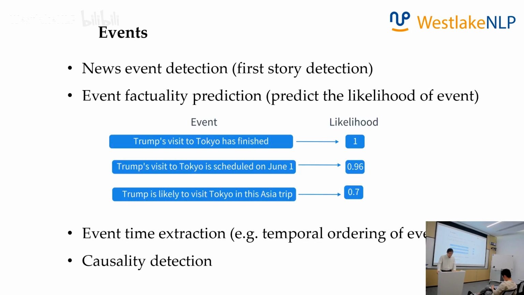Next, also related to events, people study other useful tasks. For example, there are social media, such as tweets. There are a lot of tweets every day, right? They mention things, observations around us.